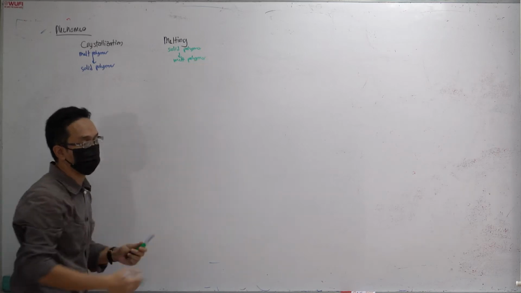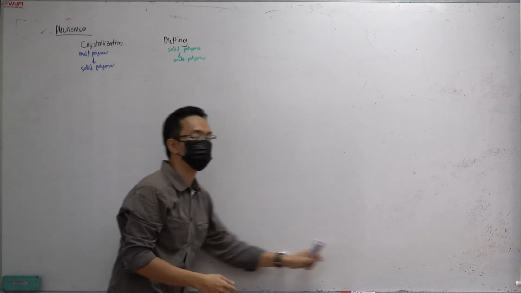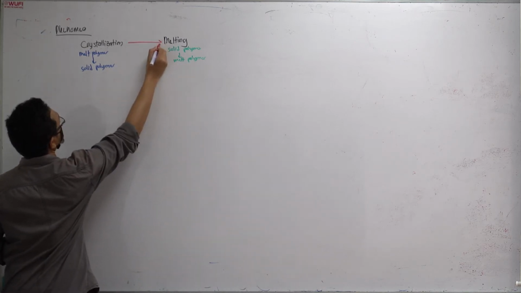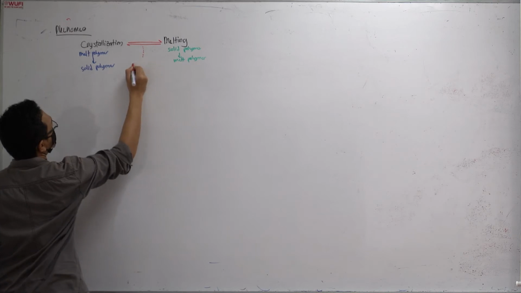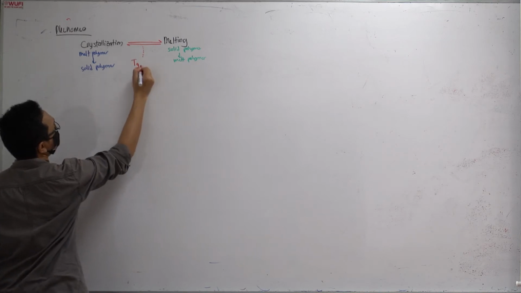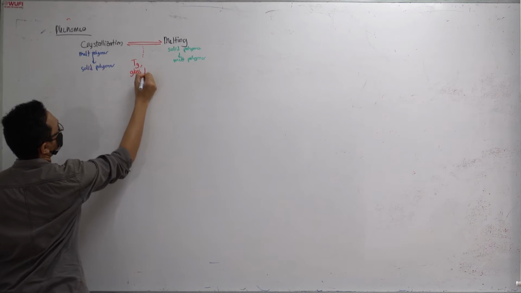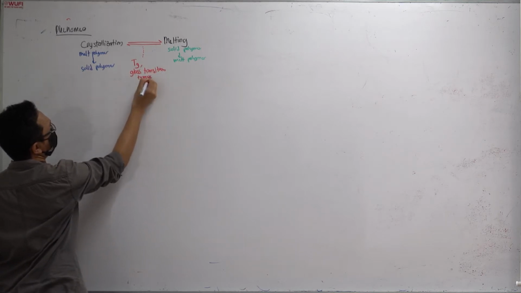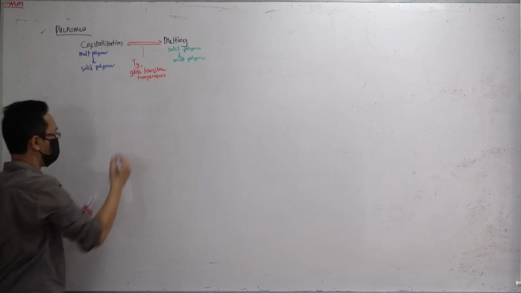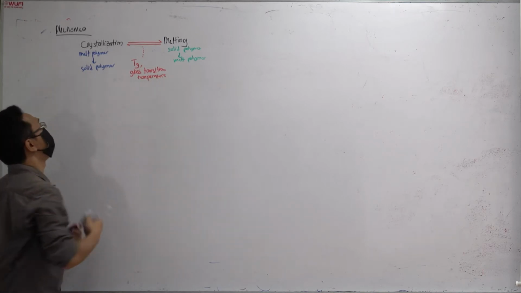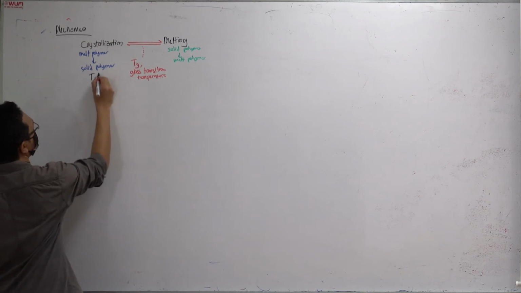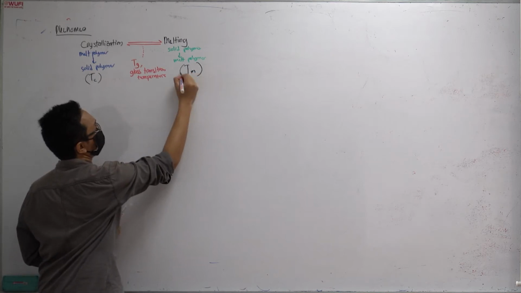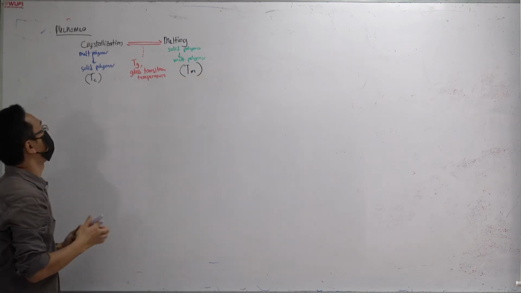And in between this extreme, you have what we call the glass transition temperature. So in between this, you have what we call Tg, or glass transition temperature. For crystallization, we call it Tc. Melting is Tm, the temperature where it melts. And for glass transition temperature it is Tg.